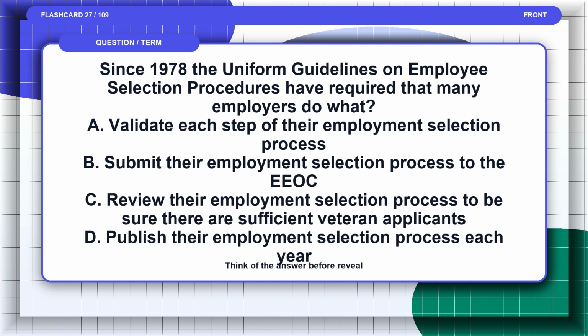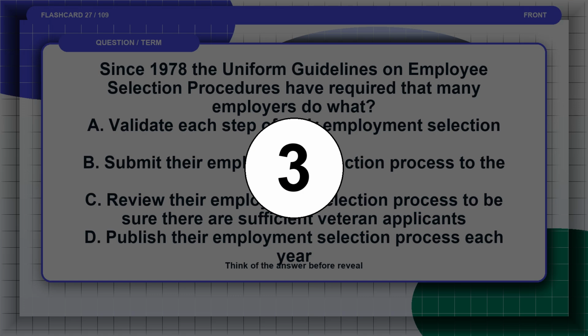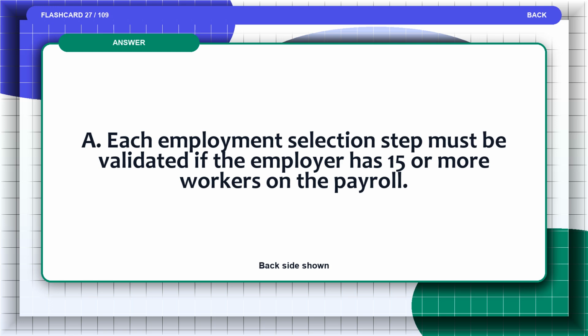Flashcard 27. Since 1978, the Uniform Guidelines on Employee Selection Procedures have required that many employers do what? A. Validate each step of their employment selection process. B. Submit their employment selection process to the EEOC. C. Review their employment selection process to be sure there are sufficient veteran applicants. D. Publish their employment selection process each year. Pause and think of the answer before the reveal. The answer is: each employment selection step must be validated if the employer has 15 or more workers on the payroll.